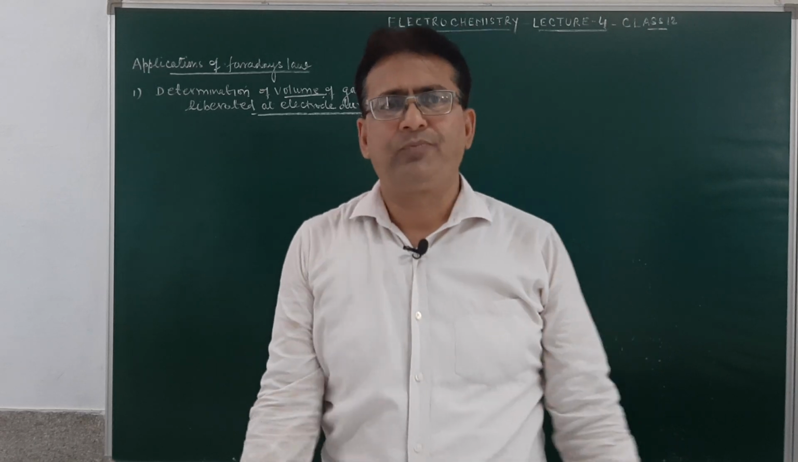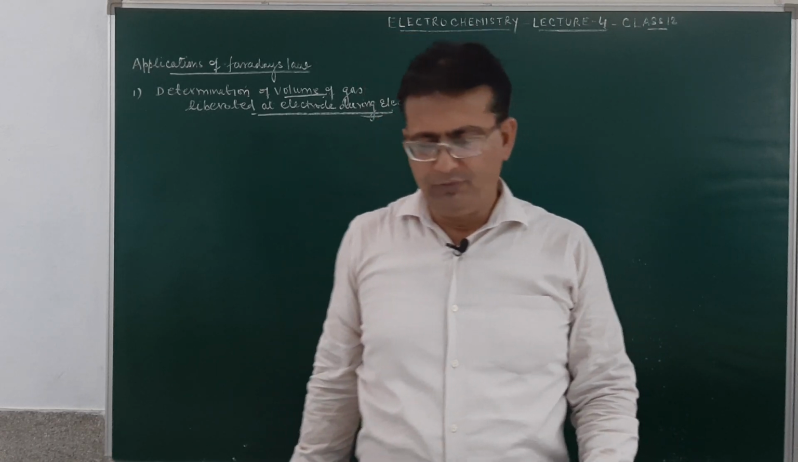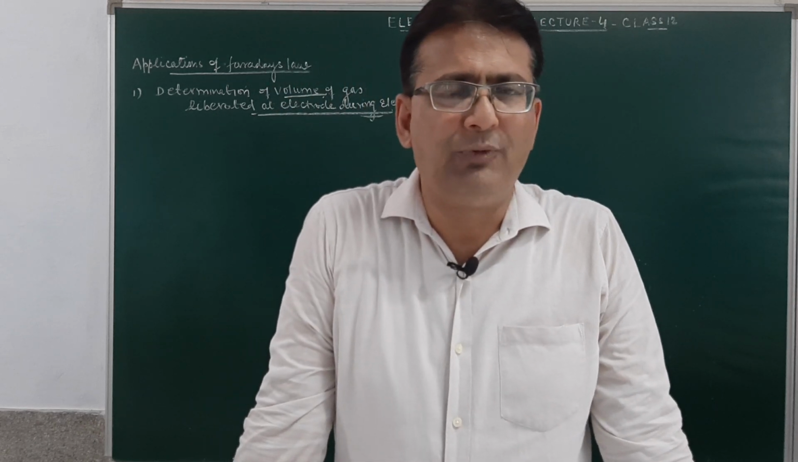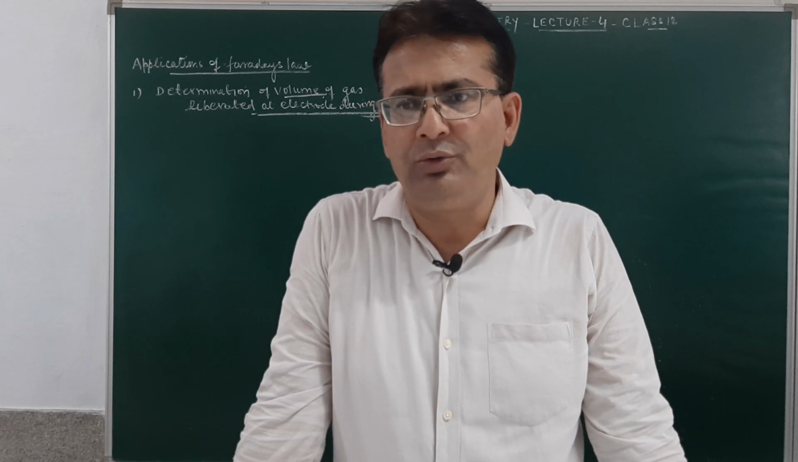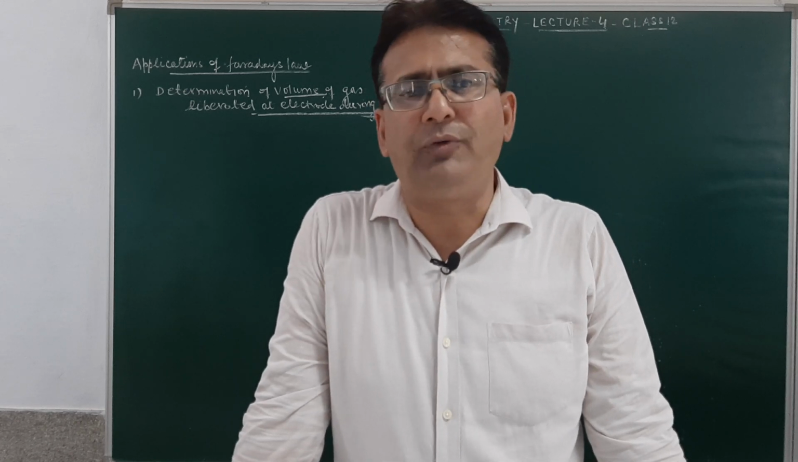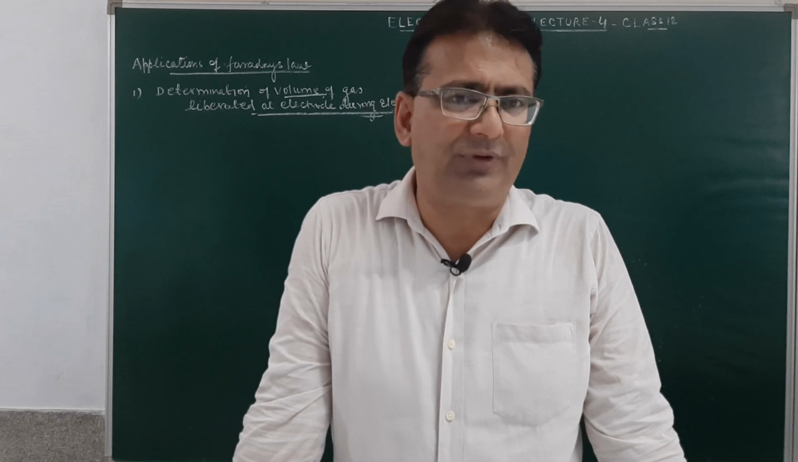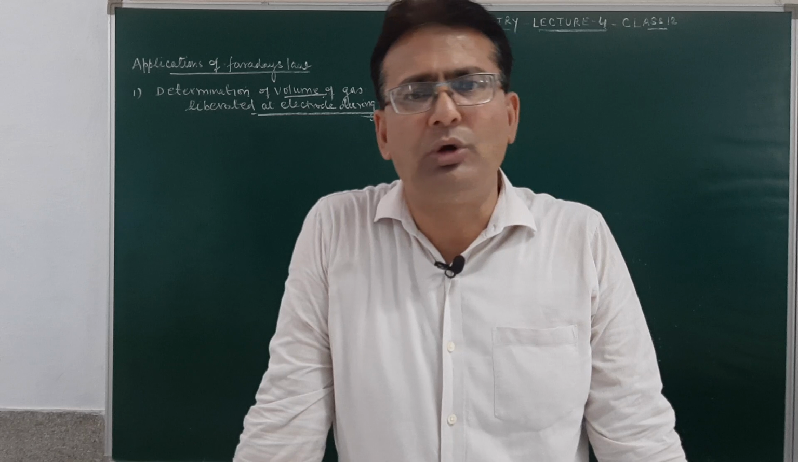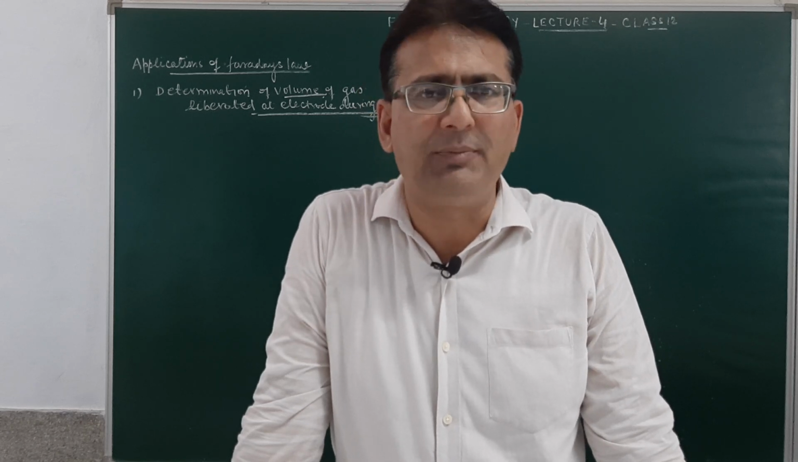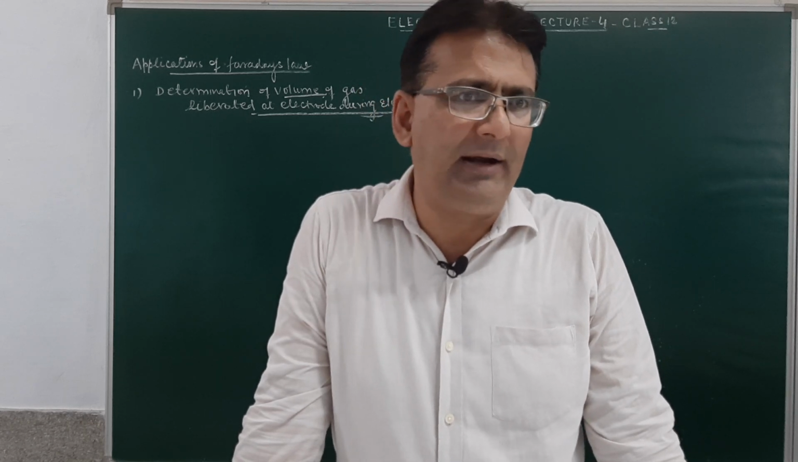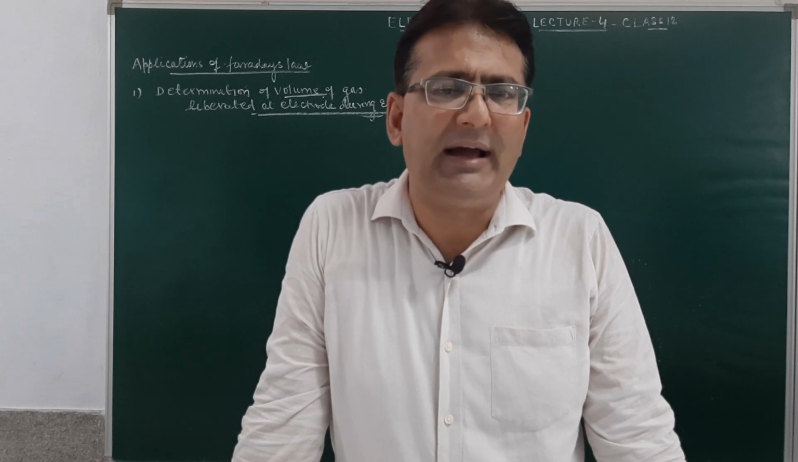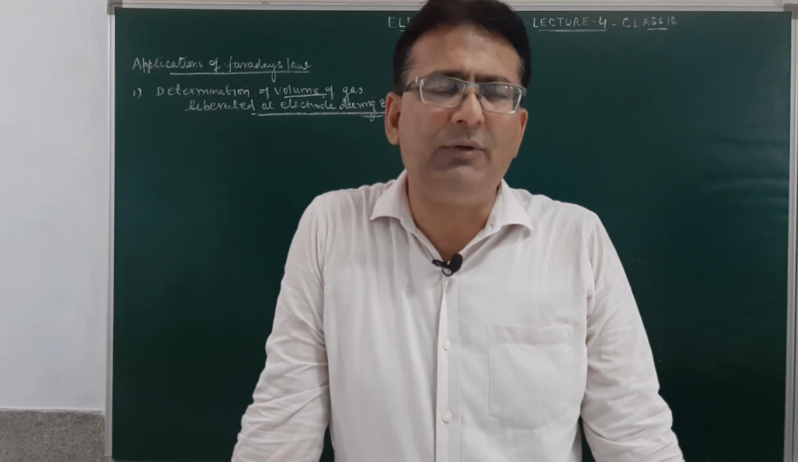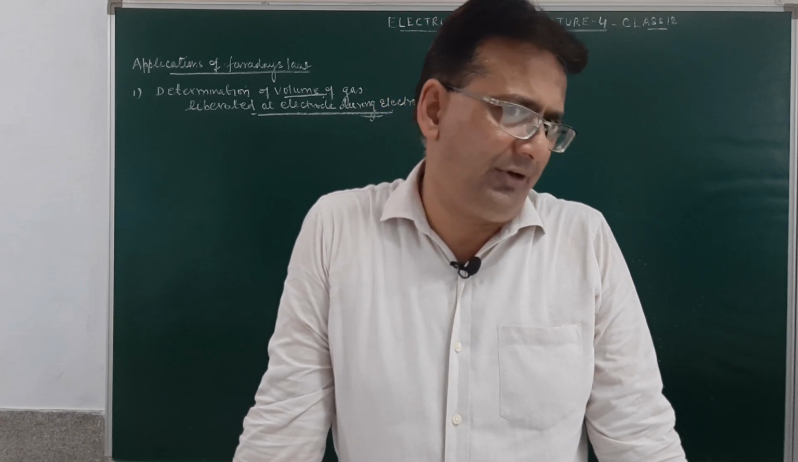Good morning, students. In our previous lecture, we discussed Faraday's law of electrolysis. In the first law, I told you that during electrolysis, the amount of substance deposited on the electrode is directly proportional to the coulombs of charge passed. W is directly proportional to Q. We obtained the formula W = I × T × E / 96,500 coulomb, where E was the equivalent mass of the substance deposited.